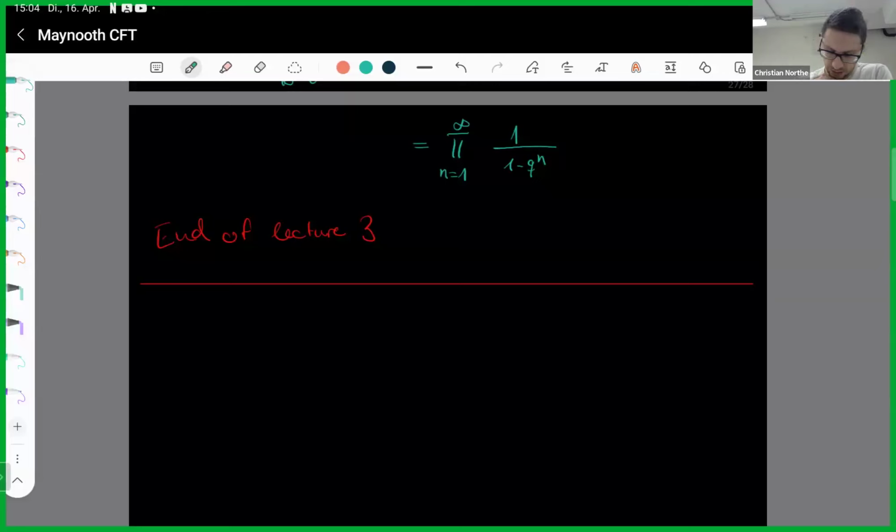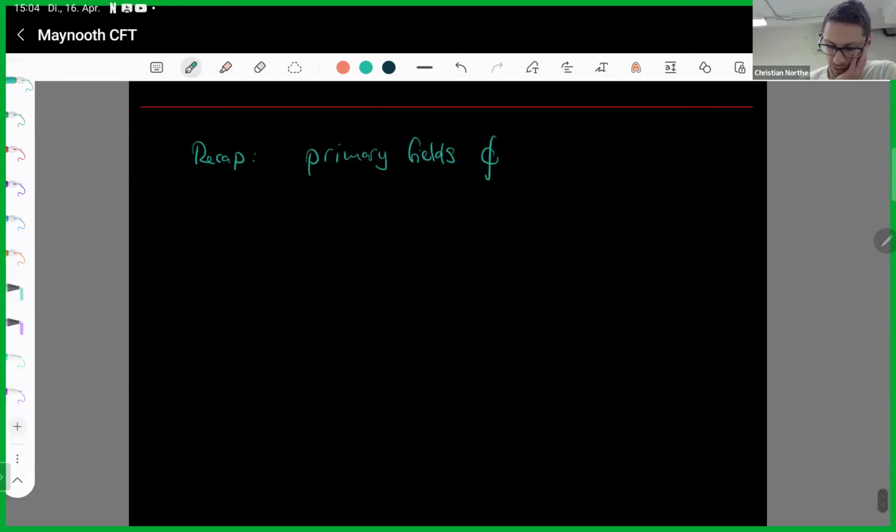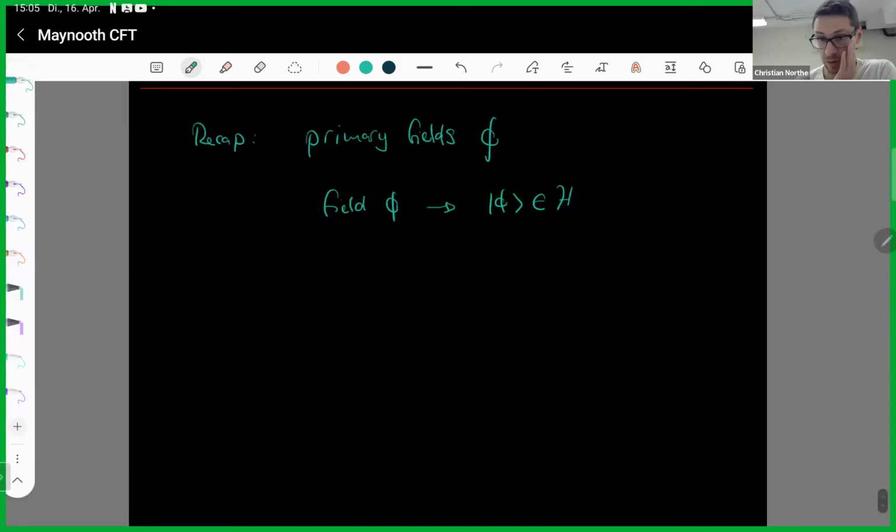So what did we do? At the beginning of last lecture, we started out with primary fields phi. We argued that any field phi can be turned into a state phi in some Hilbert space. And today we're going to discuss this Hilbert space a bit more, if time permits.